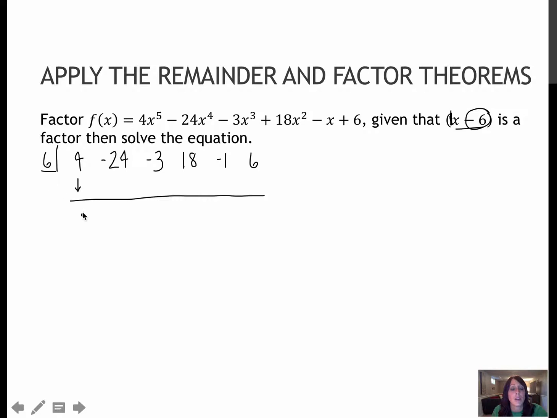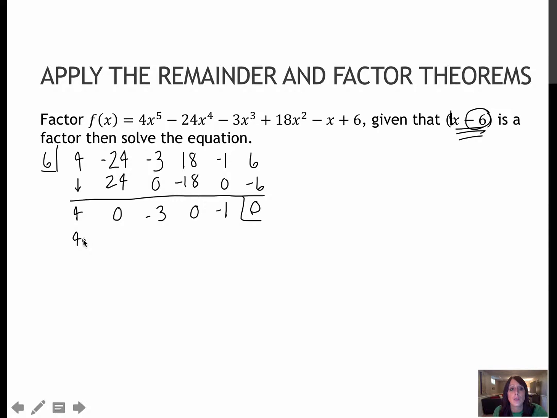I'm going to bring down my 4. I'm going to multiply and add, multiply and add, multiply and add, multiply and add, multiply and add. Now, if I would have gotten anything other than a 0 here, I know I did something wrong because it already told me that this is a factor. Now, why did I have to do that step? Because I needed to see what I have left over.